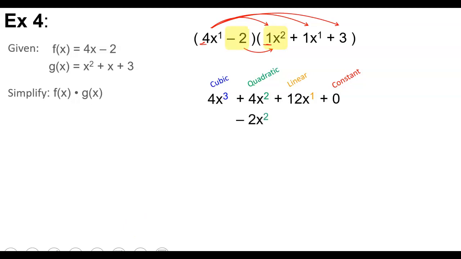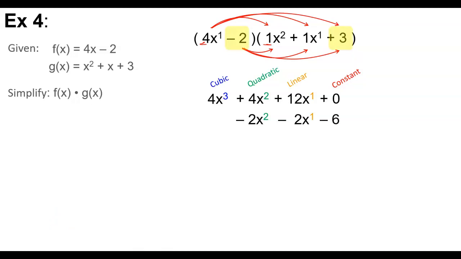Okay. What about negative 2 times x? Negative 2 times x is what? Negative 2x. And then last but not least, what's negative 2 times 3? Nope. No, negative 2 times 3 is what? Negative 6. Okay. Right.